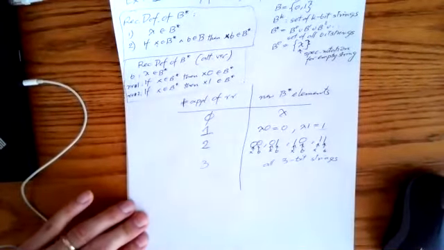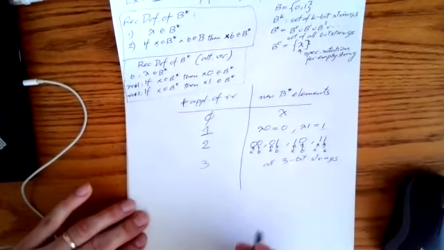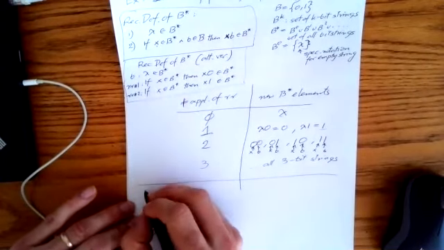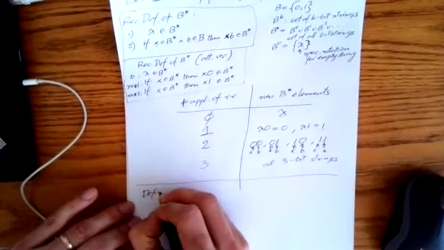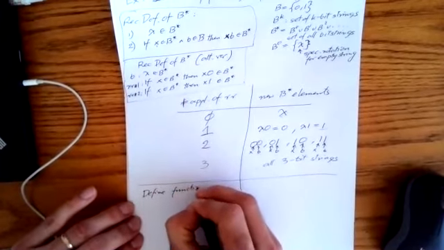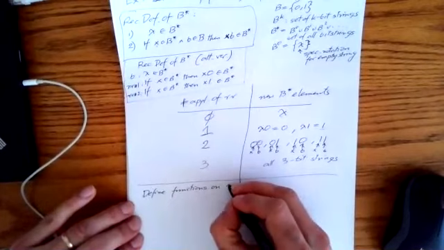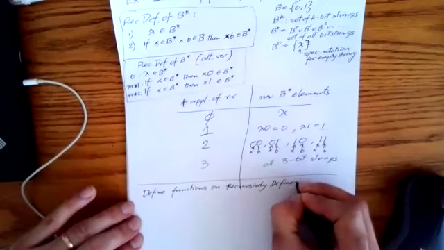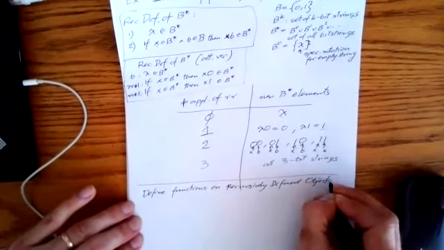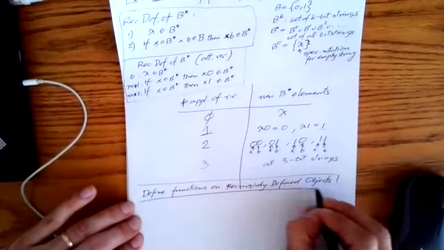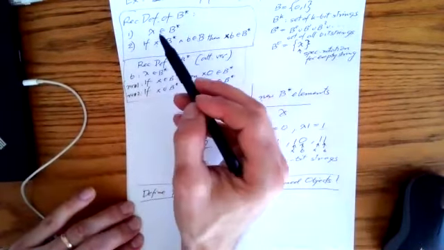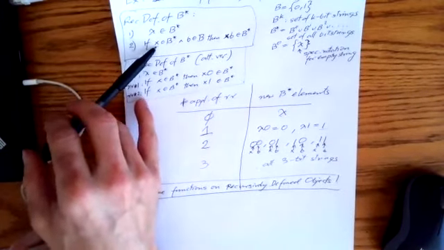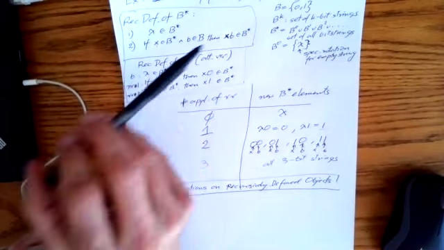Okay, I can define functions on recursively defined objects. So here is an object that is recursively defined, bit strings. An empty string is a bit string, and if something is a bit string, then that something followed by a bit is a bit string.